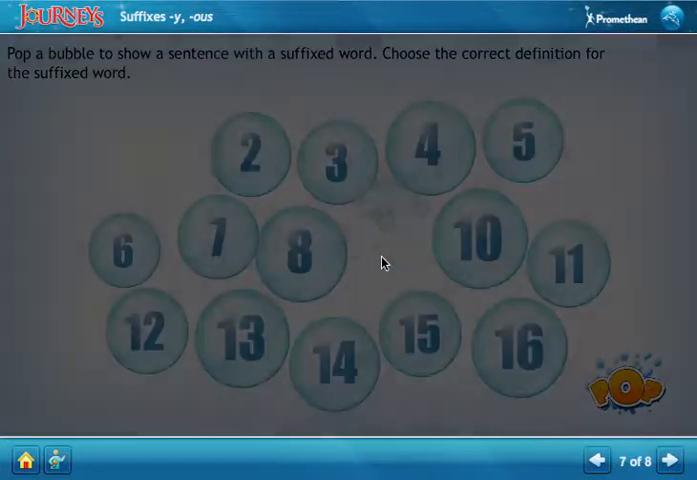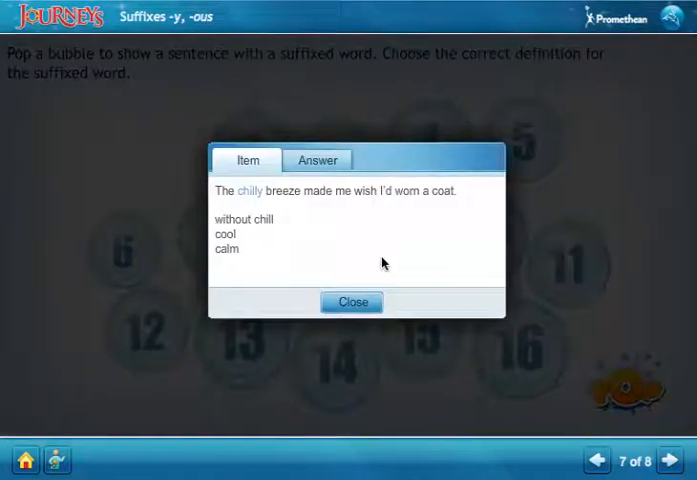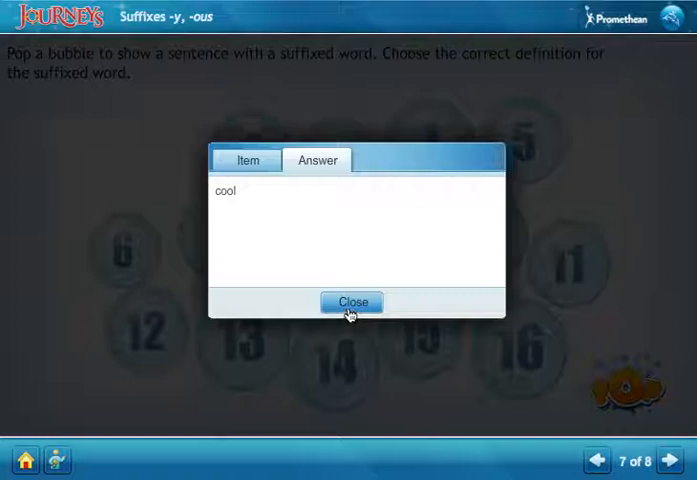Let's just do a couple of these. The chilly breeze made me wish I'd worn a coat. Without chill, cool, or calm. What do you think the word chilly means? Cool is the correct answer.